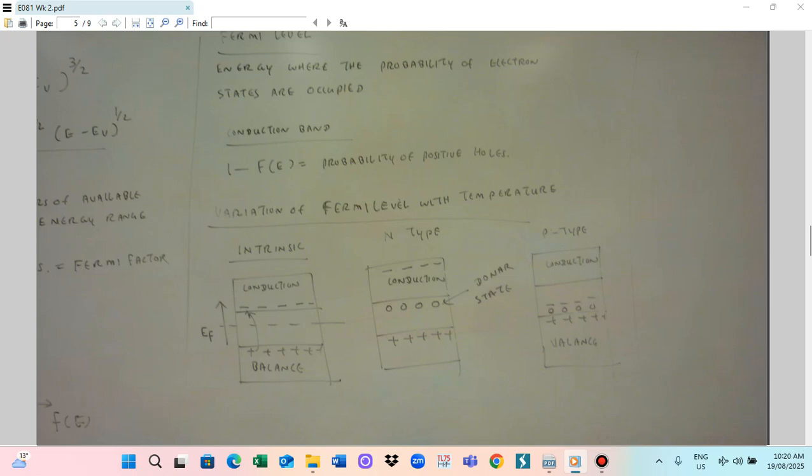So this is the conduction level situation. And therefore we can draw the Fermi level with the temperature. This Fermi level is changing with the temperature. Variation of Fermi level with temperature.